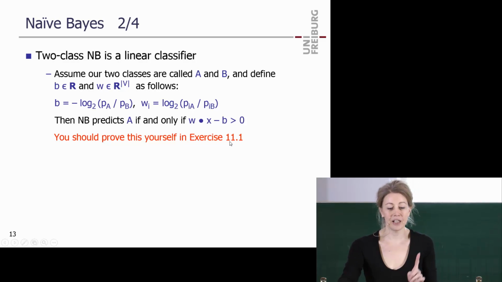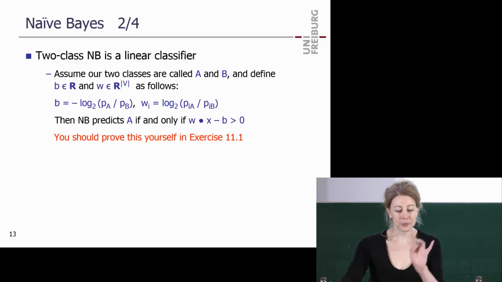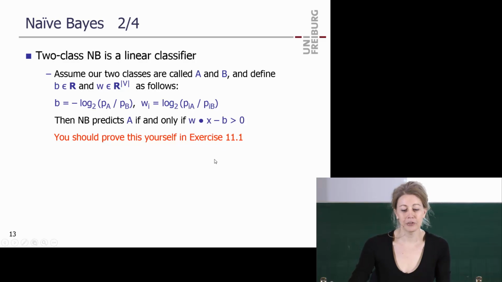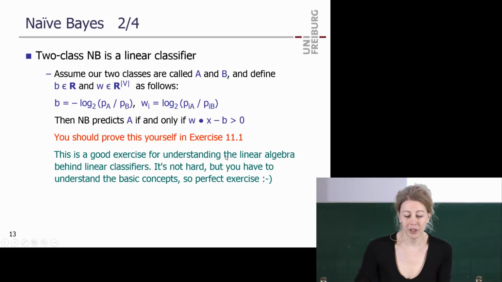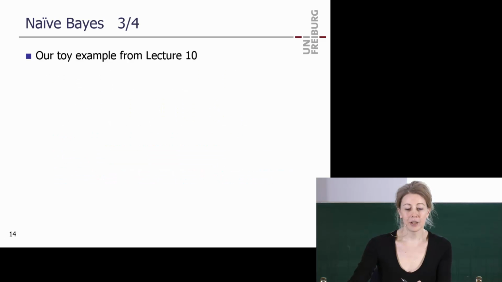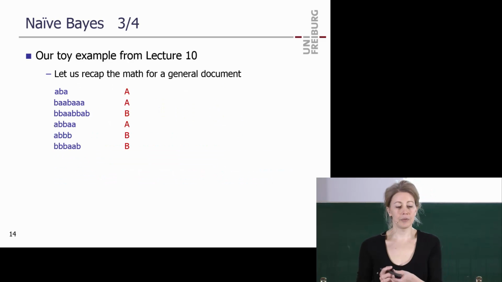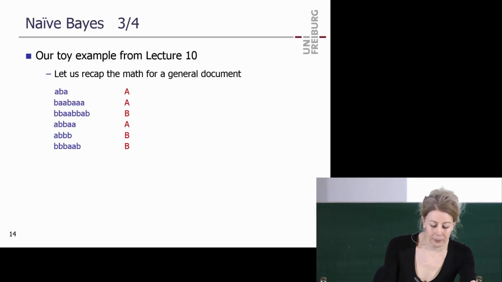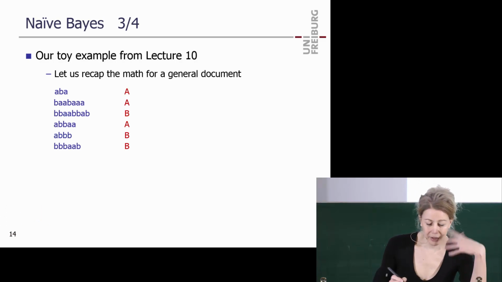Prove this in exercise 11.1, but just to help you a little bit and also for some more intuition, let's just do it for our toy example again, right? And this is also great for understanding linear algebra and everything. It's really not hard, but you have to understand something. Let's just do this again. This is what we did last time. Let's just do it again to get in the mood again. So this is now from the training.